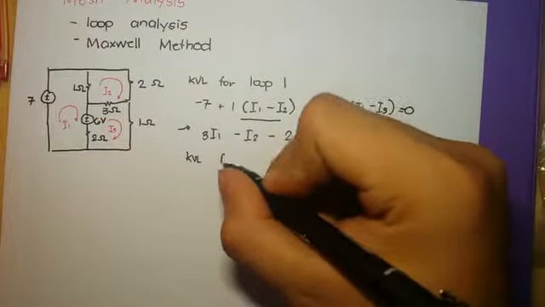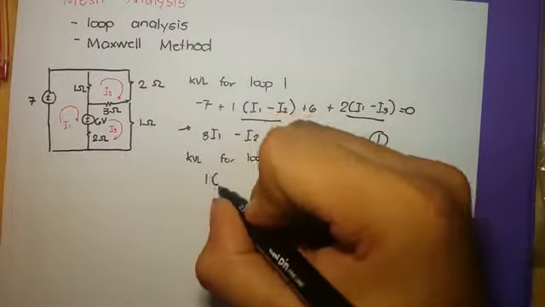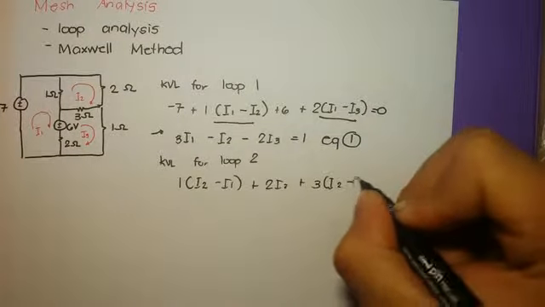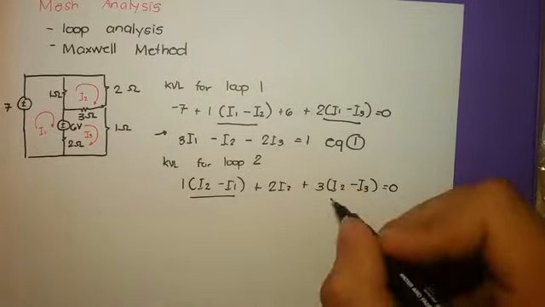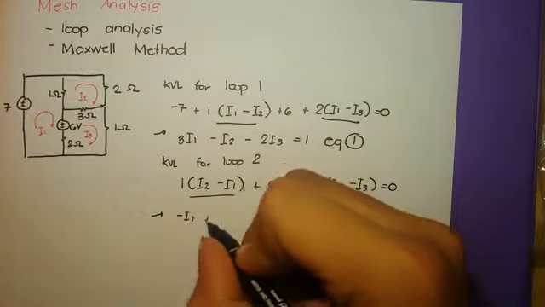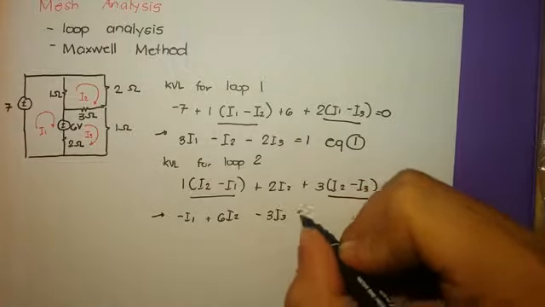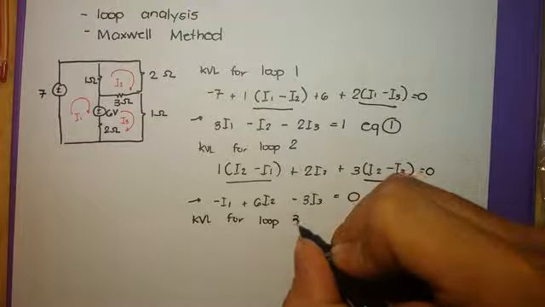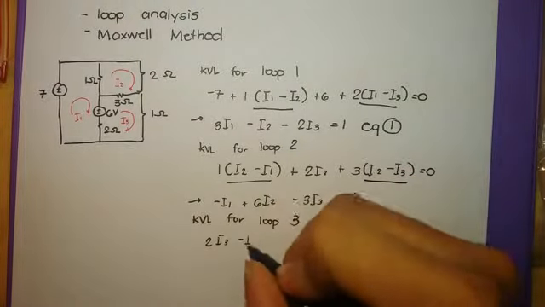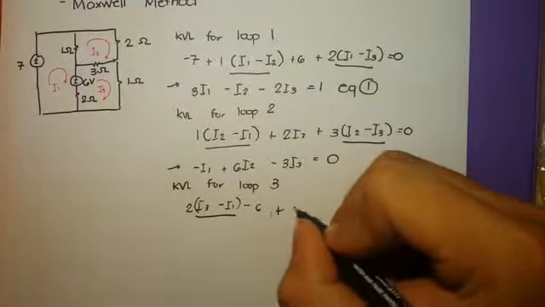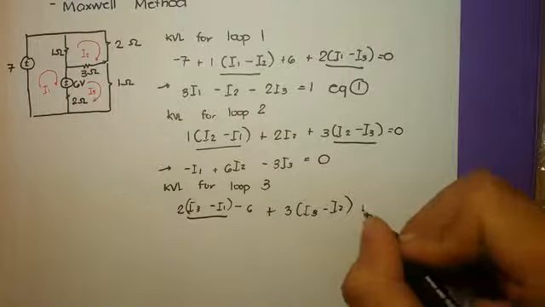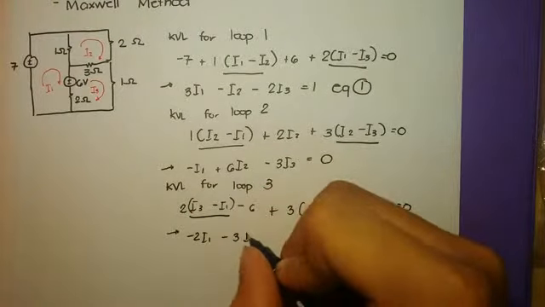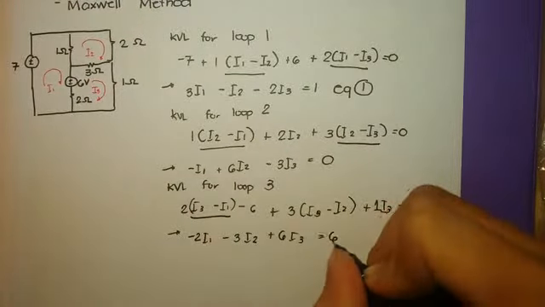We take KVL for loop 2. 1 quantity I2 minus I1 plus 2I2 plus 3 quantity I2 minus I3 equals 0. The simplified form is negative I1 plus 6I2 minus 3I3 equals 0. KVL for loop 3. 2 quantity I3 minus I1 minus 6 plus 3 quantity I3 minus I2 plus I3 equals 0. The simplified form is negative 2I1 minus 3I2 plus 6I3 equals 0.